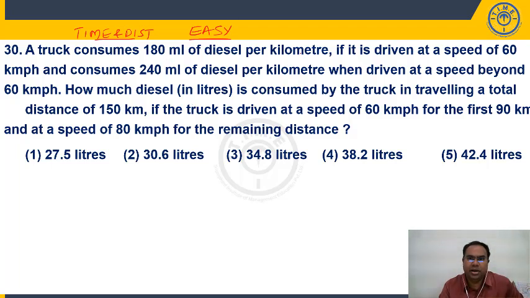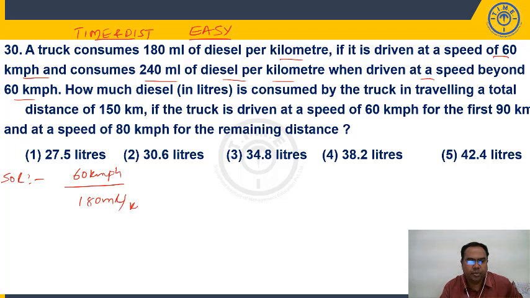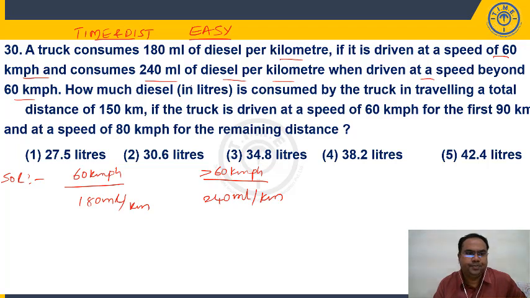A truck consumes 180 ml of diesel per kilometer if it is driven at a speed of 60 kilometers per hour and consumes 240 ml diesel per kilometer if it is driven at a speed beyond 60 kilometers per hour. Now, if the truck is going at 60 kilometers per hour speed, it is consuming 180 ml per kilometer. At more than 60 kilometers per hour speed, the truck is consuming 240 ml per kilometer. Right? How much diesel is consumed by the truck if it is traveling a total distance of 150 kilometers?